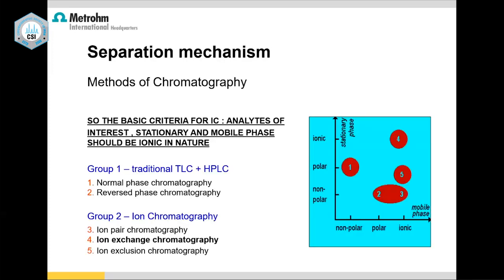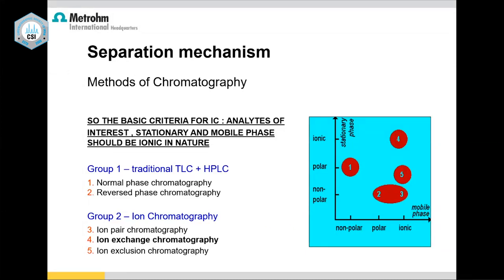If I have to perform ion chromatography, what is the criteria? The analyte of interest should be ionic in nature. That means if you have a solid sample, you have to bring it into liquid form, and then ensure that your analyte of interest is in either positive ion form or negative ion form. That is a must. Second is the stationary phase. The column has to be ionic in nature.